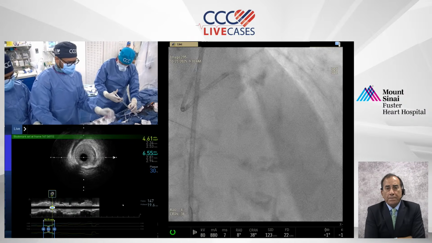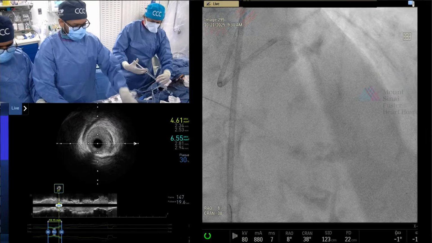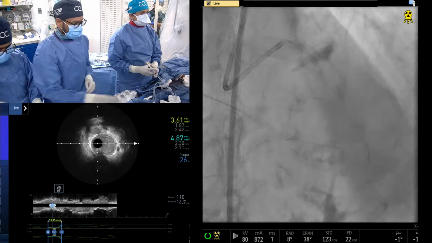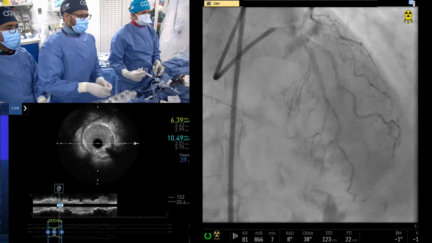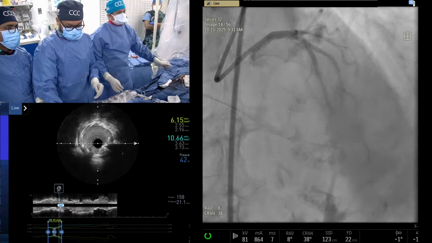Yeah, that is correct. All right, I know how things are now. So we see there is an IVUS pullback there. Yeah, done. Yep, looking good.